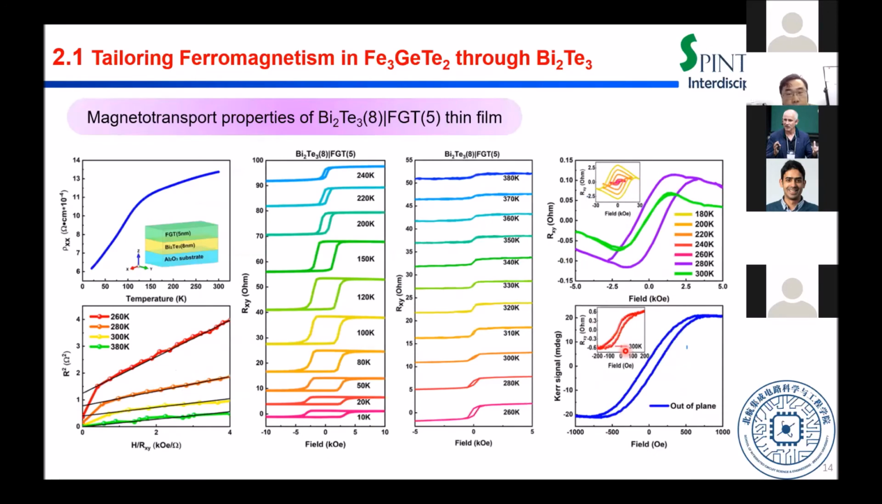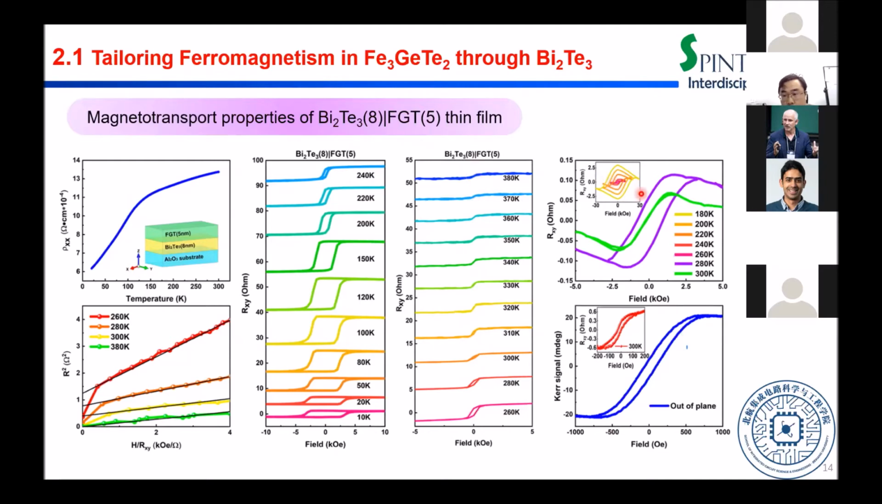Very interesting thing, when we grow the iron germanium telluride on the bismuth telluride, this is 5 nanometer iron germanium telluride. It still keeps the metallic behavior, but the Curie temperature we can see is over 220 Kelvin. This is the pure iron germanium telluride, and this is the heterostructure. The Curie temperature is already very high. Even around 380 Kelvin, you can still see a very small hint of this anomalous Hall signal.